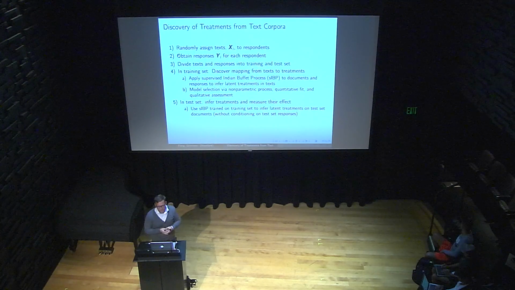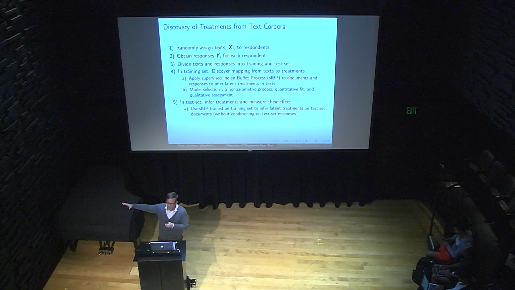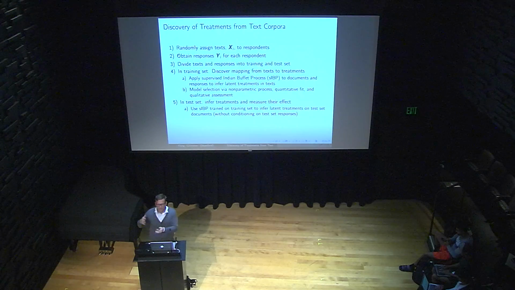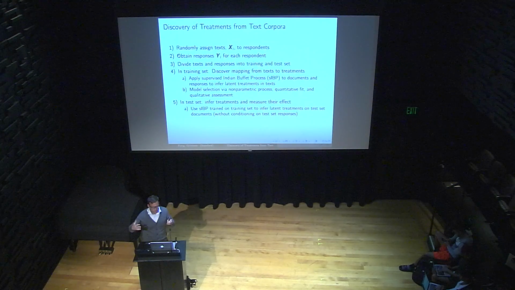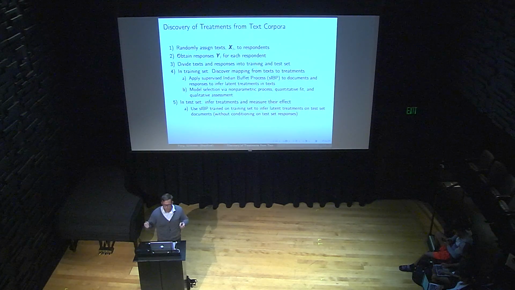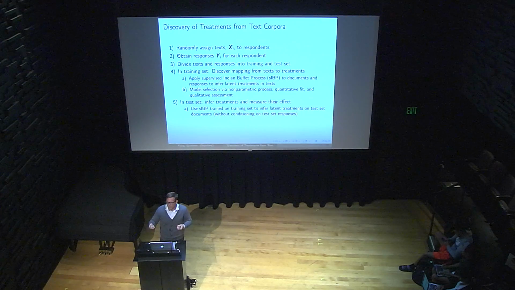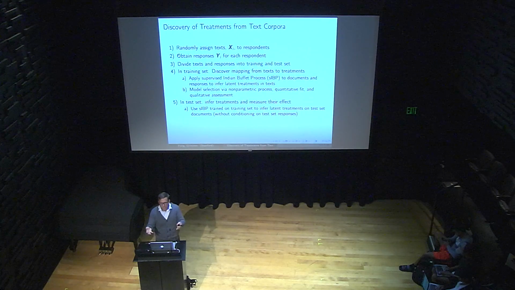So what we do is we take the supervised Indian buffet process that was trained on the training set and we apply it to the test set without conditioning on the test set responses, so that we don't end up in a weird situation where we end up with different treatments for the same text if they had different responses to them. And so once we've made this inference, we have inferred the set of treatments that are present in the text.